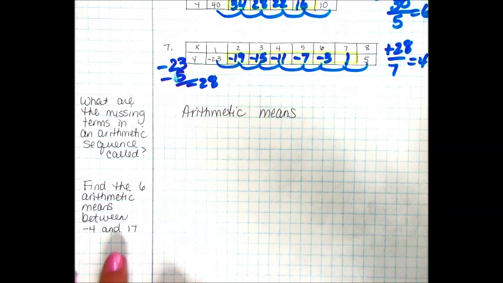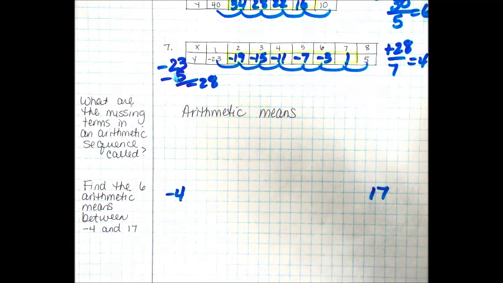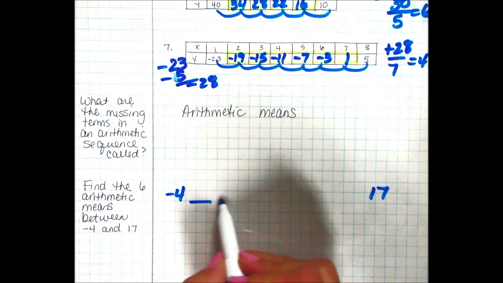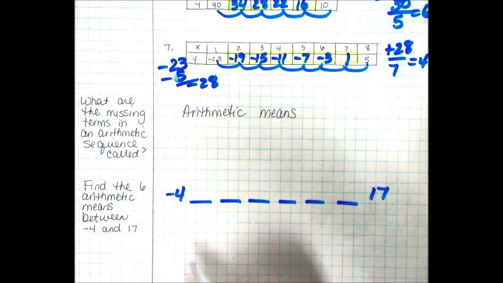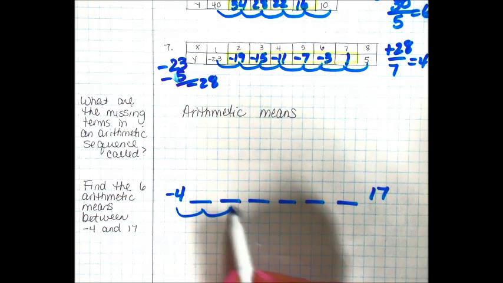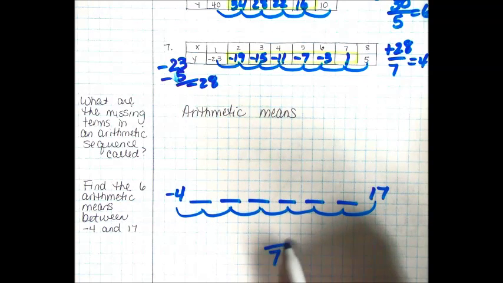Now, we can also be given a problem with words. And so it says find the 6 arithmetic means between negative 4 and 17. So we could write our negative 4 here and our 17 way out here. And I know I have 1, 2, 3, 4, 5, 6 of them. So that means, though, I have 1, 2, 3, 4, 5, 6, 7 jumps, however.